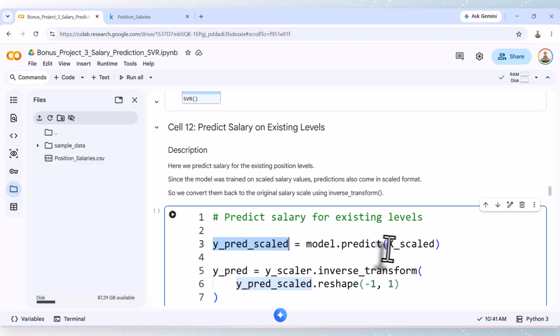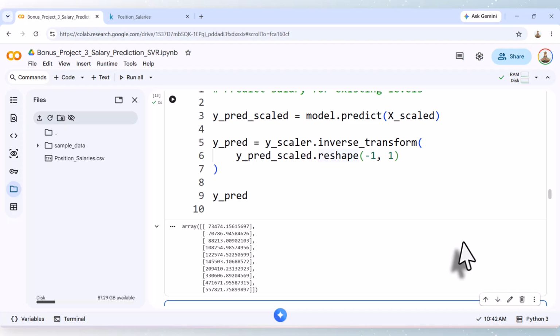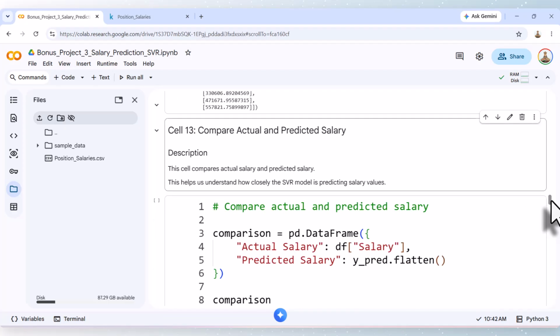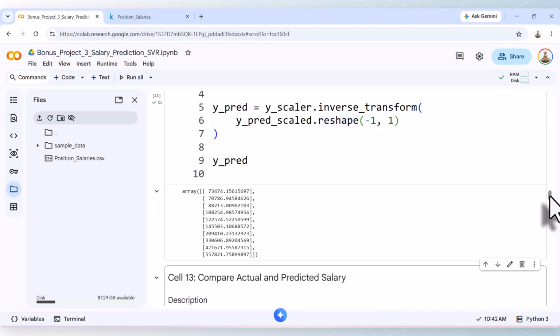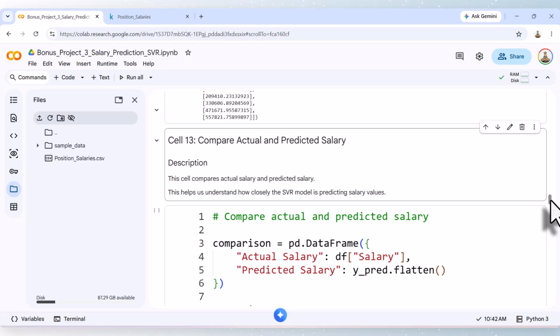Now, when you predict, these results will be in the scaled format. So you can inverse transform the scaled values: y_scaler.inverse_transform of y_pred_scaled.reshape(-1, 1), so that you can get the inverse scaled values of the salaries. So these are the actual predictions here.